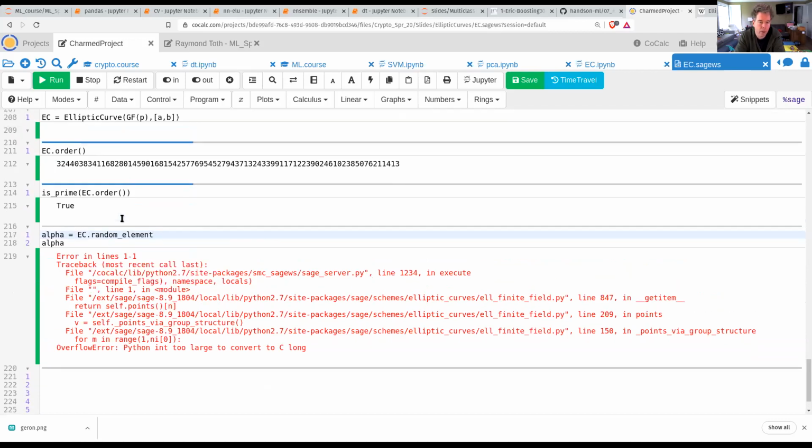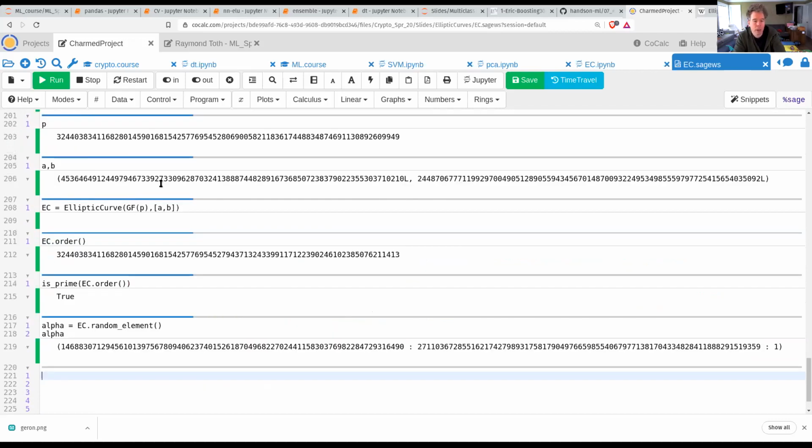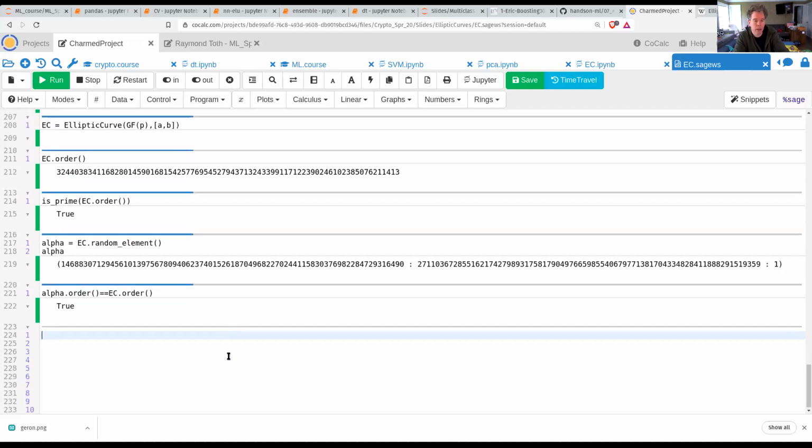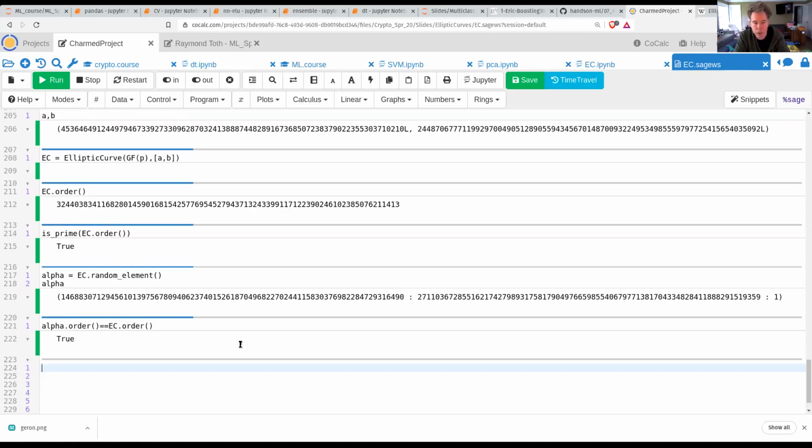Random element. So that's alpha, and you can figure out the order of alpha. So is it true that alpha.order is equal to EC.order? And the answer is true, so that means that alpha is a generator for this group. So now we're ready to do some elliptic curve cryptography.